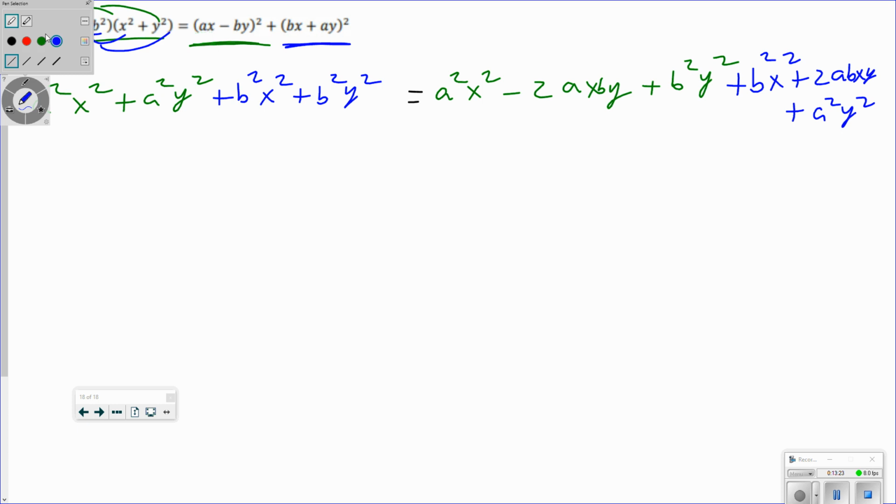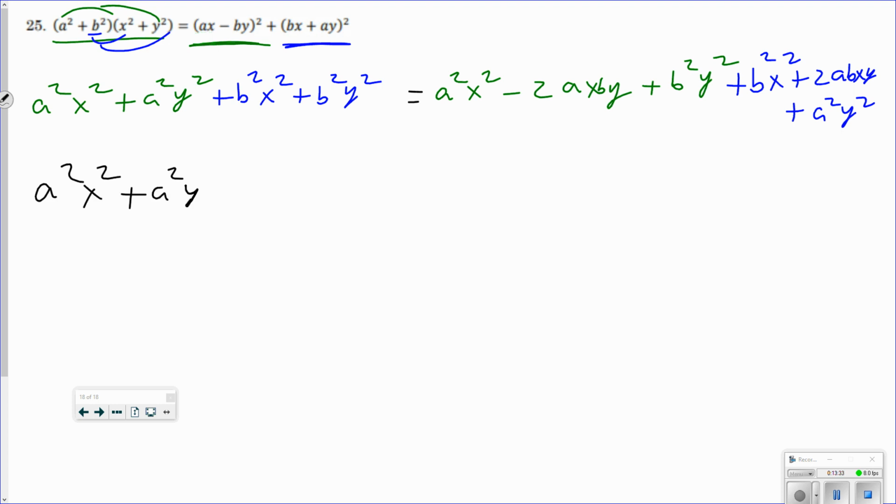From here, we're going to add like terms on both sides. On the left side, I have really nothing to add together, right? So it just stays as it is: a squared x squared plus a squared y squared plus b squared x squared plus b squared y squared. On the right side, all that really happens is that this axby and abxy, the variables are in different orders, but it doesn't really matter. Since multiplication is commutative, it doesn't matter what order you put it in. 2 times 3 is the same as 3 times 2. And axby is the same thing as abxy. So they cancel out, what I'm trying to get to.